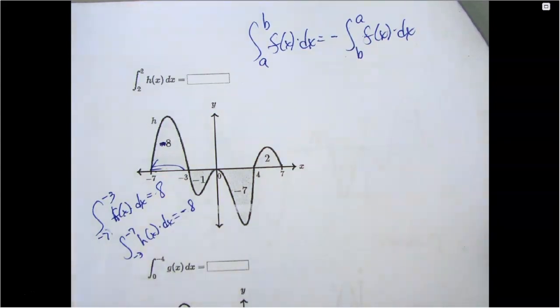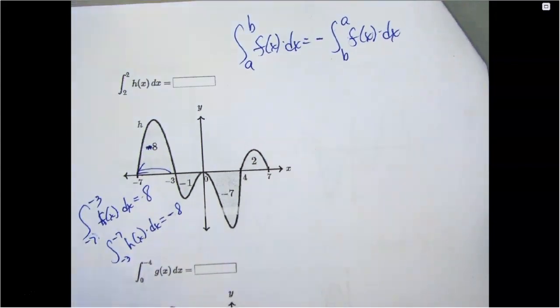And if you went through and did the plug-in stuff, you just end up with f of a minus f of b instead of f of b minus f of a. So you're ending up with like 7 minus 6 and 6 minus 7. It just flips the sign, so you can do it either way.